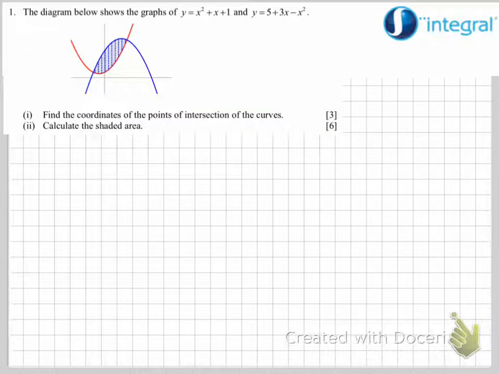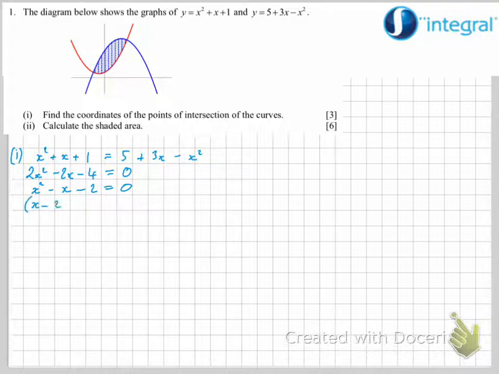Question 1 asks us to find the area between these two curves, first finding the coordinates of the points of intersection. Nothing unusual there. We just need to set the two expressions equal to each other and solve in the normal way. Divide everything by 2, factorise, and there are two results, x equals 2 and x equals minus 1.